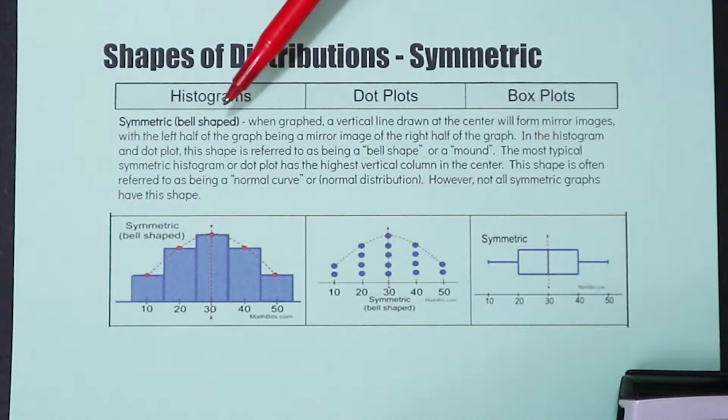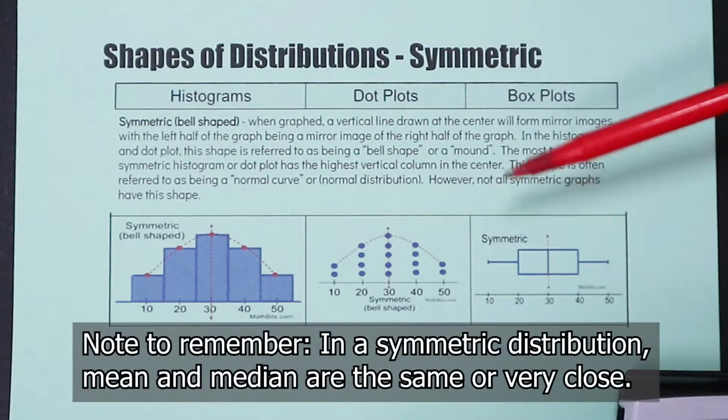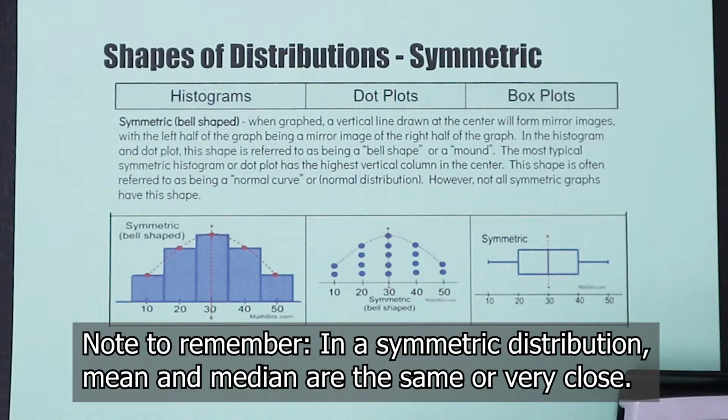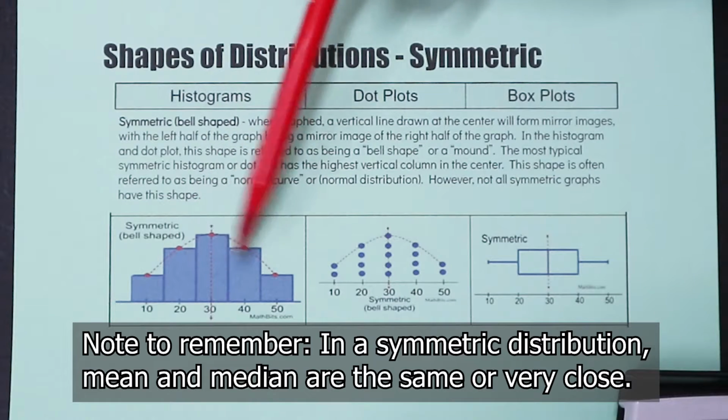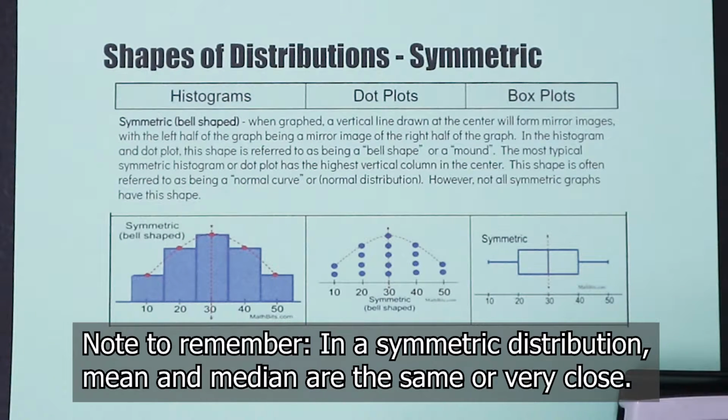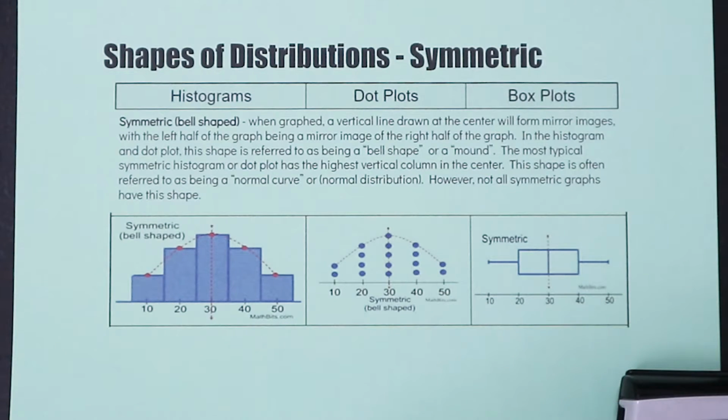And in a bell-shaped symmetric distribution, your mean and your median are pretty much the same or very close to each other. Now, if they're perfectly symmetrical, then of course the mean and median are going to be exactly the same. And this is one important point of a distribution being symmetric.